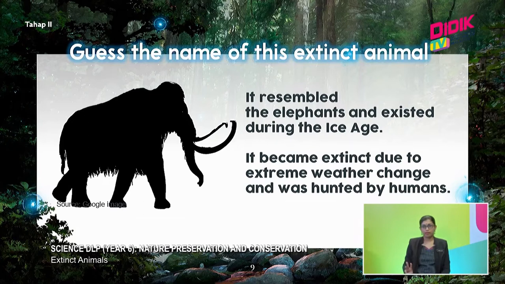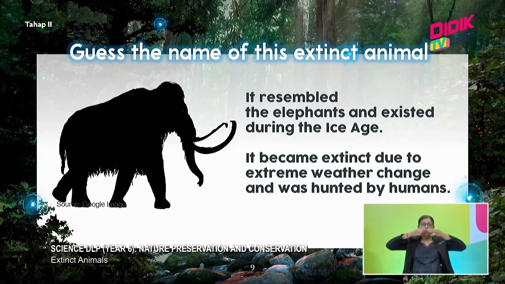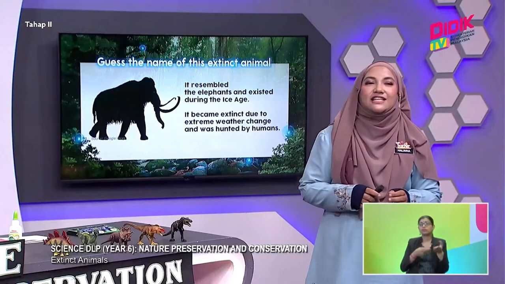If you look closely, it looks like an elephant, but its tusks are really long and curvier. And look at the body. It's not really straight. The backbone of this animal is not as straight as the elephant's. And one more thing, look at its hair. Very furry. It's a bit long. So, what is the name of this extinct animal, Abang Sean?